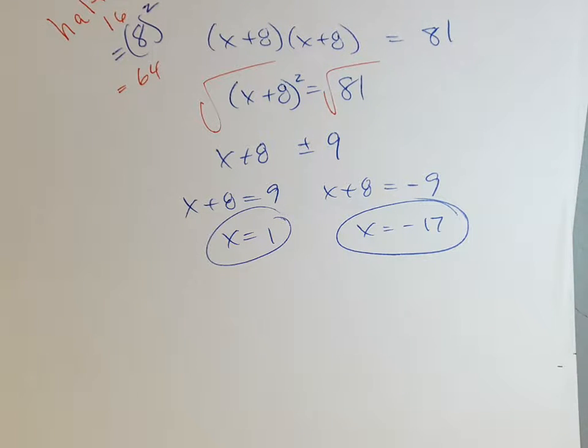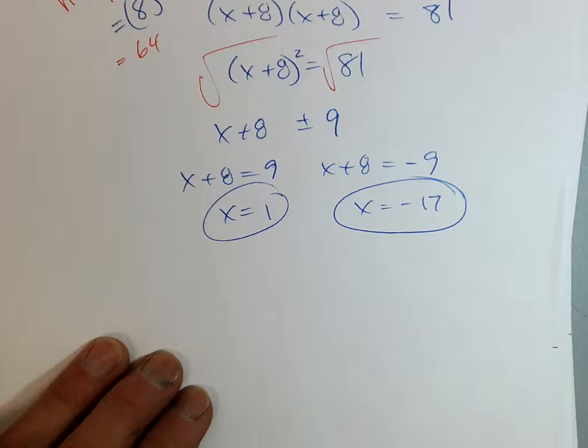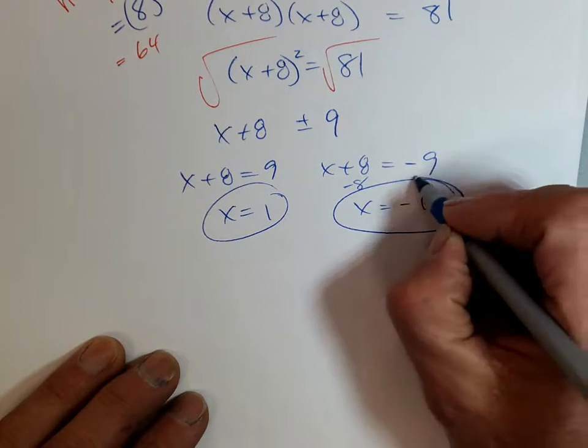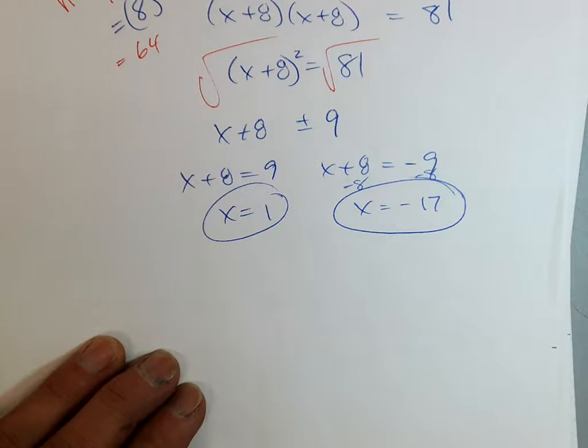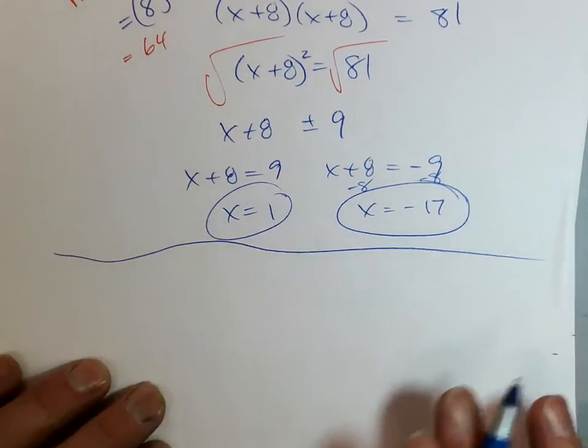And I skipped a little step, but we're in geometry. We know how to do that. How am I doing? Wait, negative 17? Yeah, because you minus 8. Oh, yeah. Sometimes I'm wrong, quite often. Were you in the same boat as me? Yeah. Okay, good.